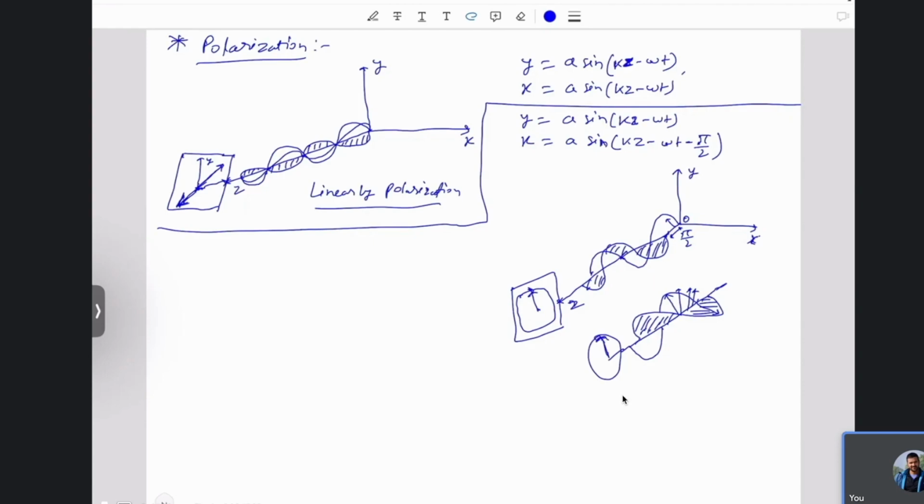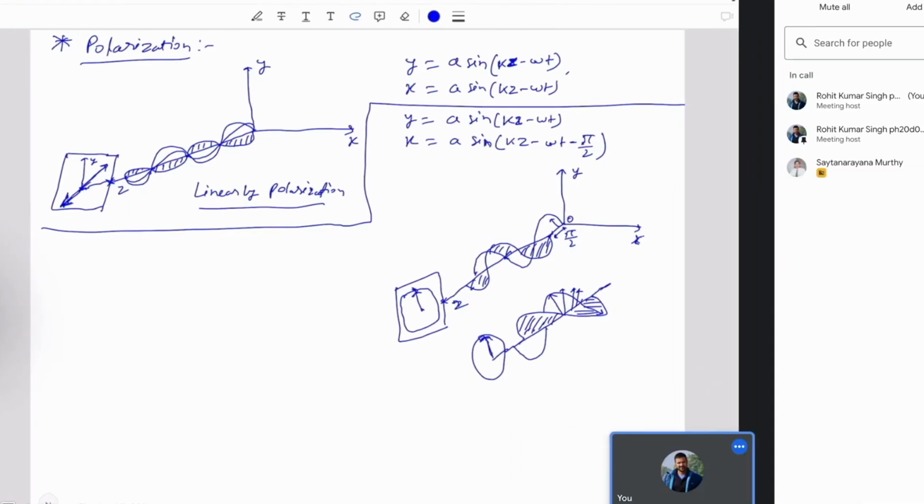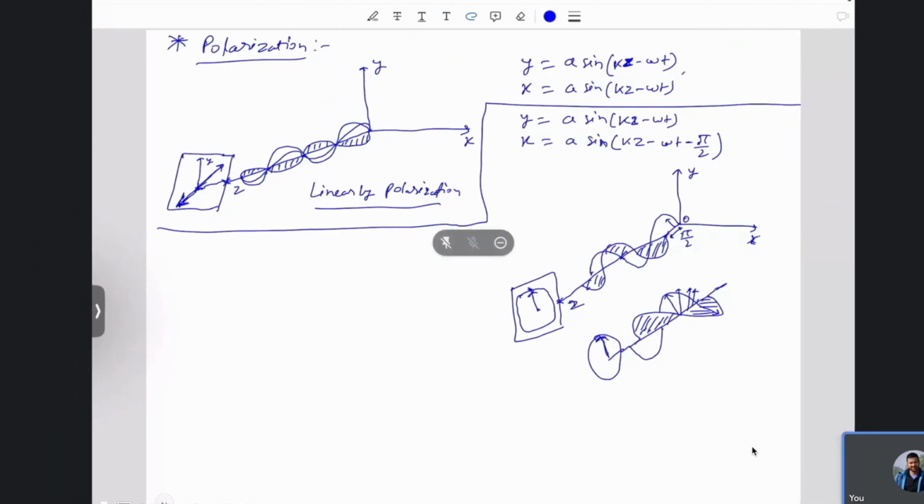Do you understand? Okay, yeah. So in the same way, this is the case of circular polarization. Right? Now in the same way, you can have elliptical polarization, right?